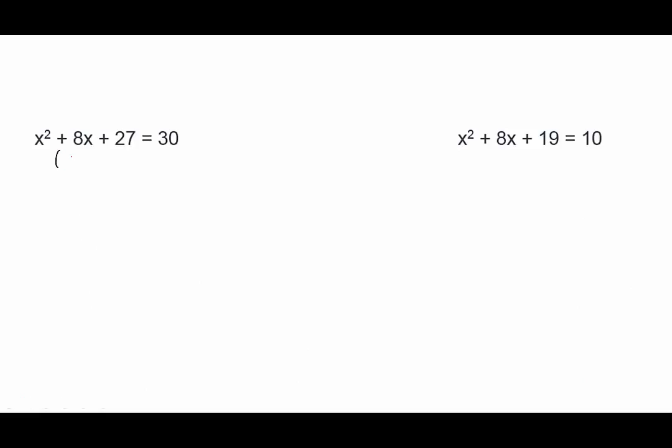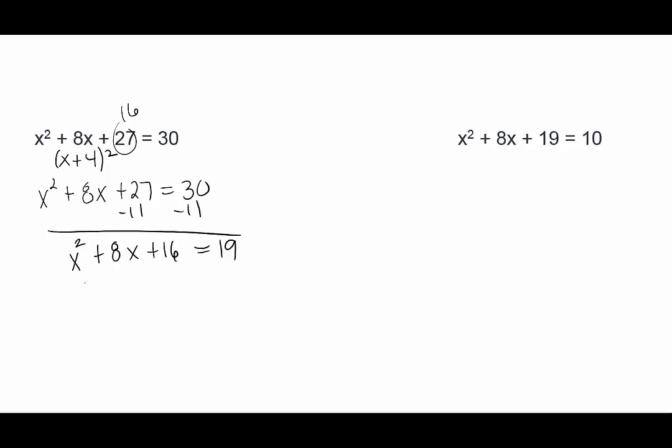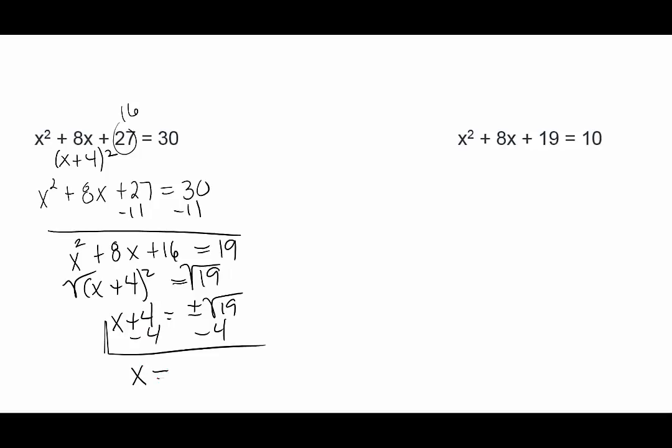Next, I know that I want a perfect square trinomial. That means I want this one to be 16. So I'm not going to add to both sides. In order to get my perfect square trinomial, I'm going to subtract. So I'm going to subtract 11 from both sides. Now I have my perfect square trinomial. Take the square root of both sides, plus or minus the square root of 19. Subtract 4. X is equal to negative 4 plus or minus the square root of 19.